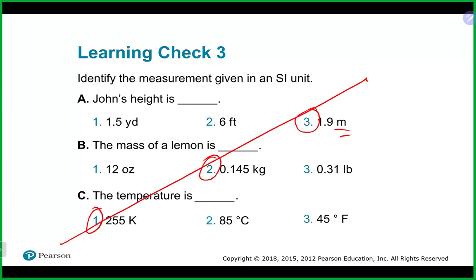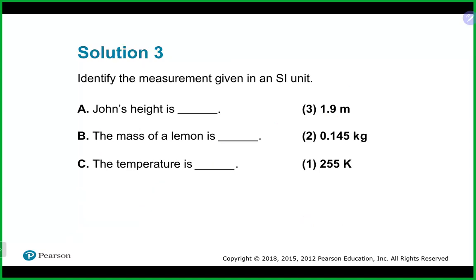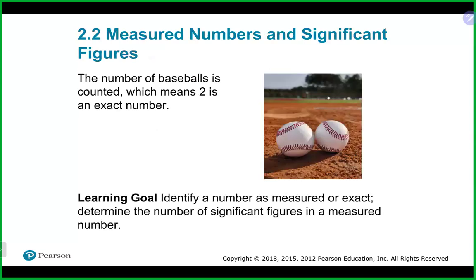Any questions on those there? All right. What's that? Yeah, so here we were looking specifically for the SI unit. That's the one, which is basically the metric unit is pretty much what it would be. Questions? No? All right, then let's get into measured numbers and significant figures.